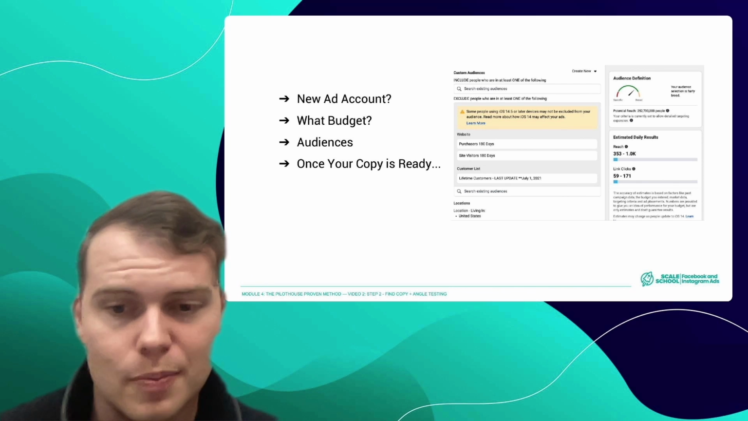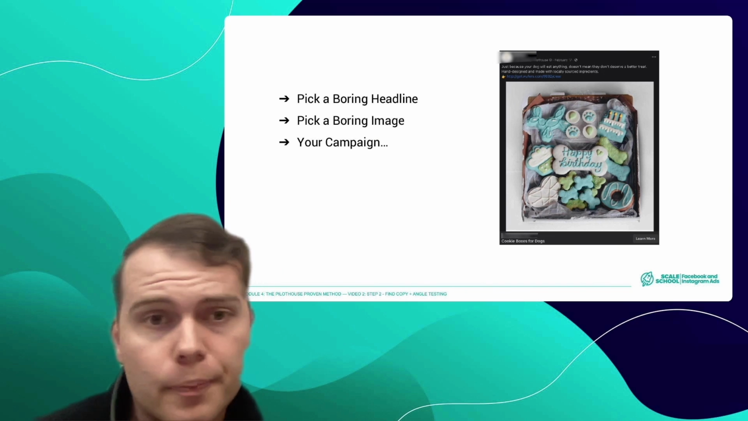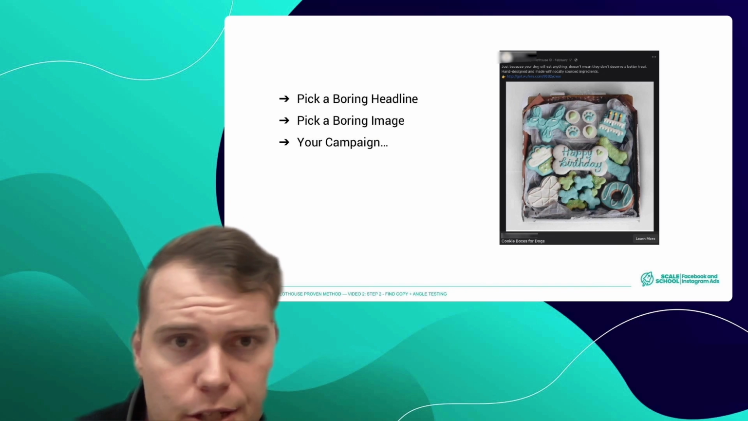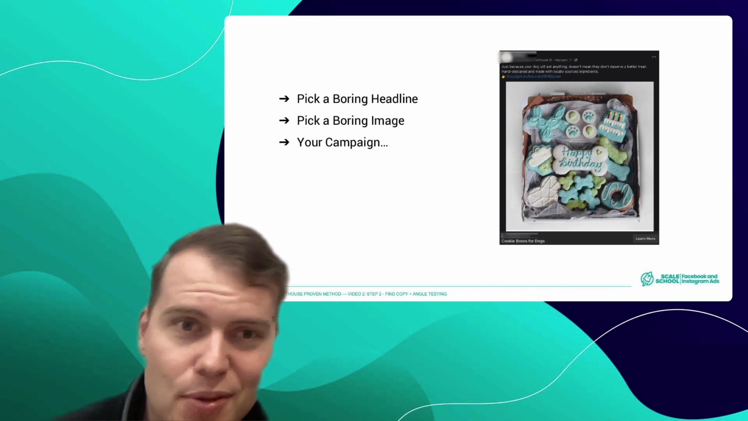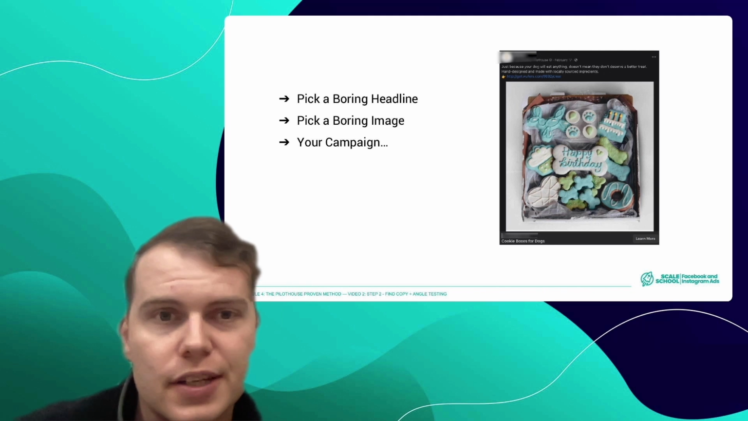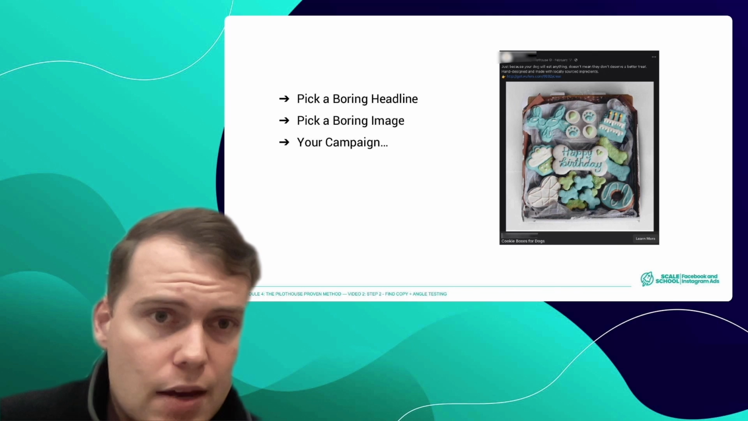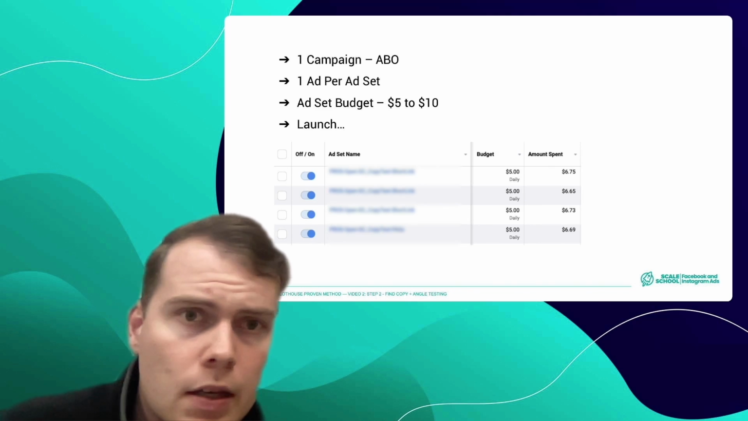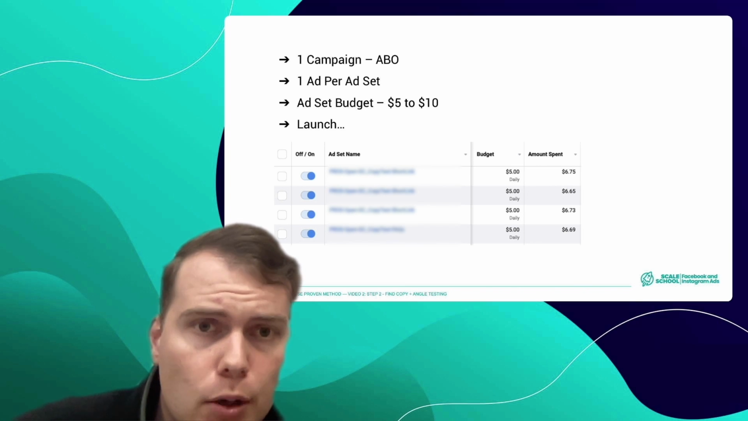And then once your copy is ready, you want to start building. So as you start building, you're going to want to make sure you've got a boring headline and a boring image so that the copy really is the center of attention in your ad at this stage of testing. So when it comes down to your campaign, we suggest one campaign, ABO, you run one ad per ad set.